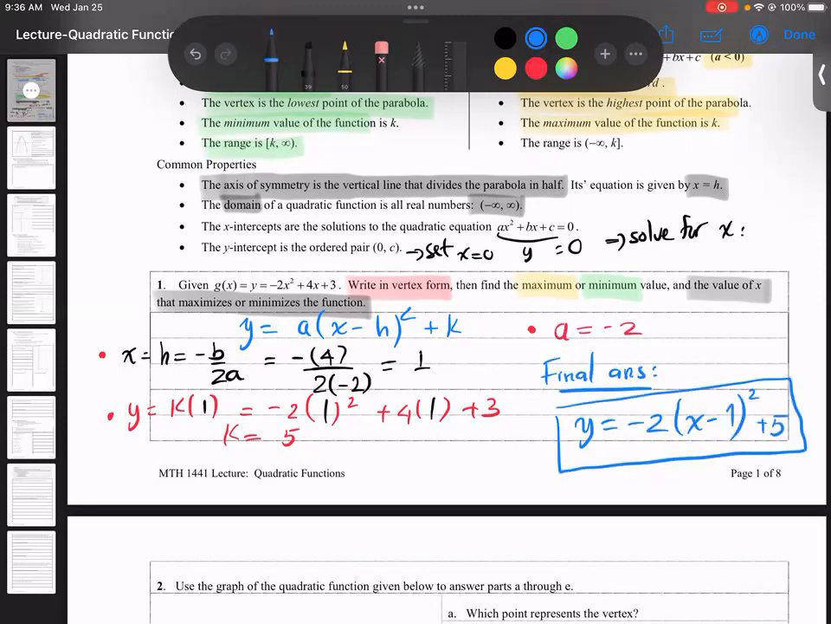Hypothetically, if I have h is negative 1, just hypothetically, then instead of x minus 1, you're going to have x plus 1, right? Because x minus minus 1. So the minus is default. It's always there.